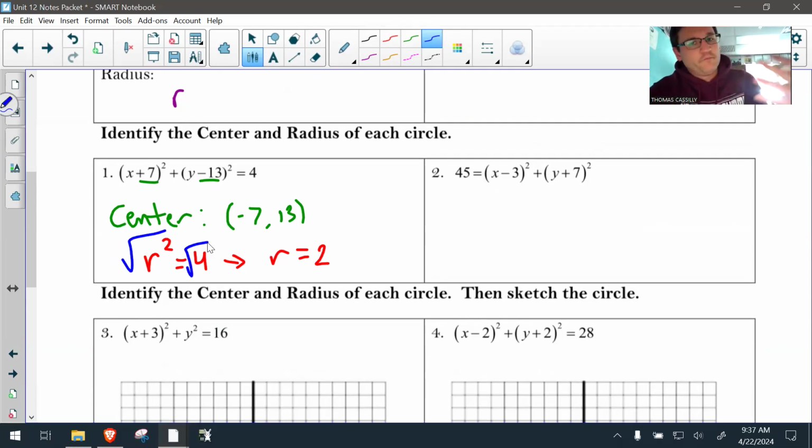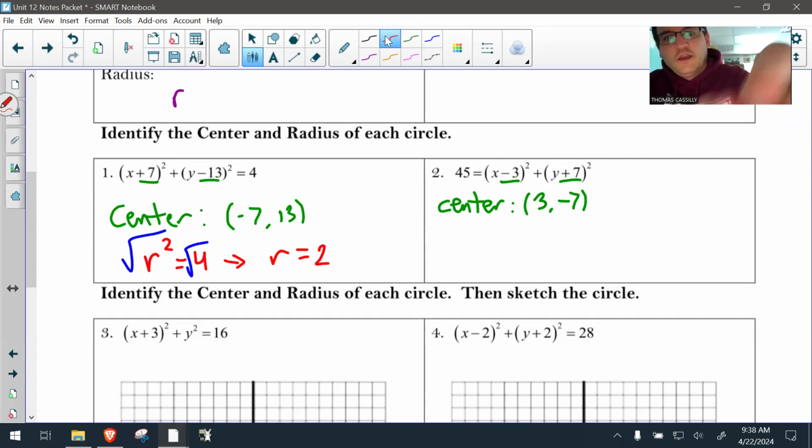On this next one, same idea. They just wrote it backwards. They're using the symmetric property here. I'm just going to do the center first. Remember, those center numbers are lying to us. So let's just identify them. The center is a positive 3 and a negative 7.